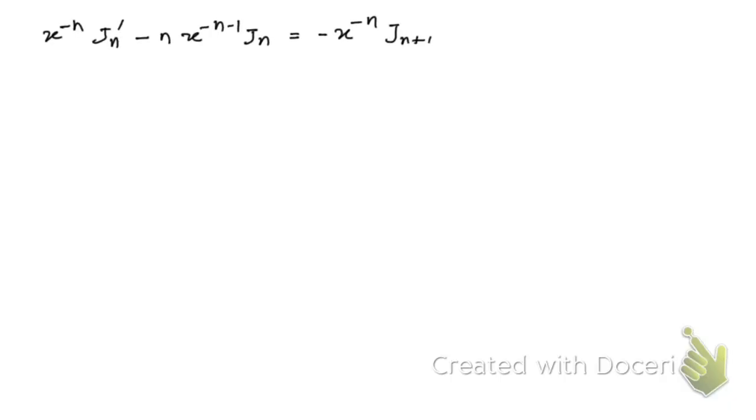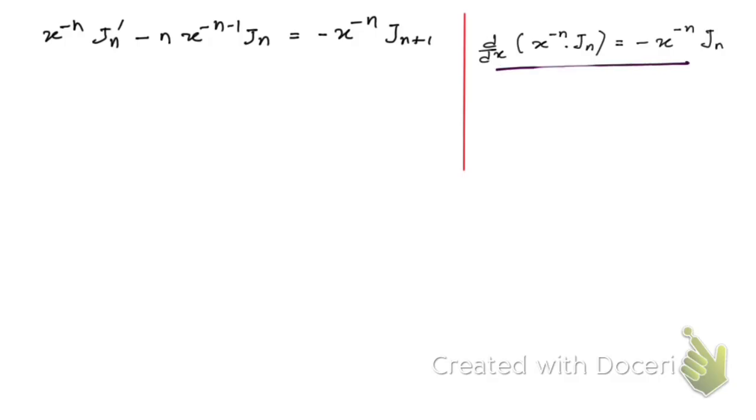This is the last step we have got. Now you see d/dx of x to the power n minus 1 Jn is equal to this. This is the formula that we are to prove.